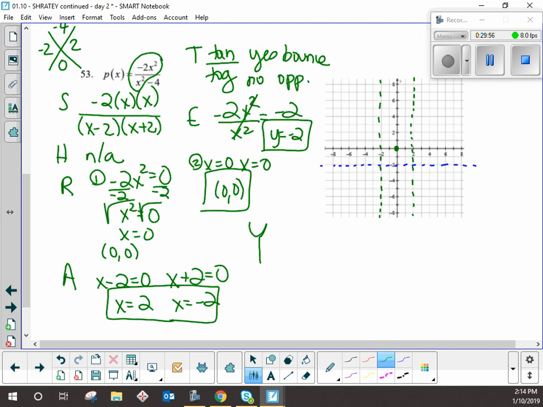And then for the y-intercept, I'm plugging in x equals 0 to the equation. You can do factored form or the original. I'm going to do the original. This is 0. So my y-intercept is (0, 0), which I already knew because it's the same as the other point.